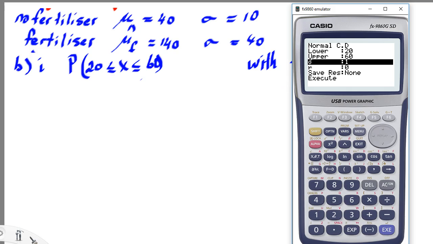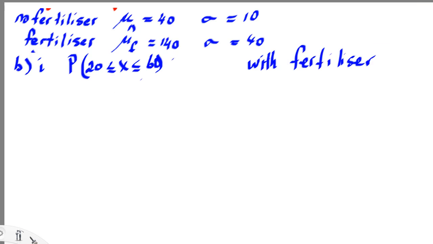For with fertiliser, the standard deviation was 40 and the mean is 140. So the probability is 0.021. And part B asks for the probability, so the answer stays as the decimal.